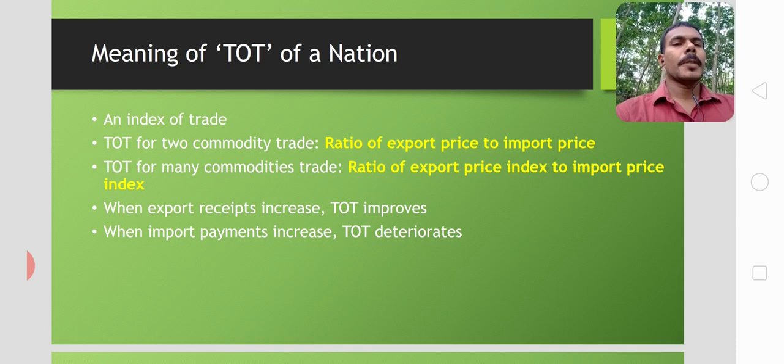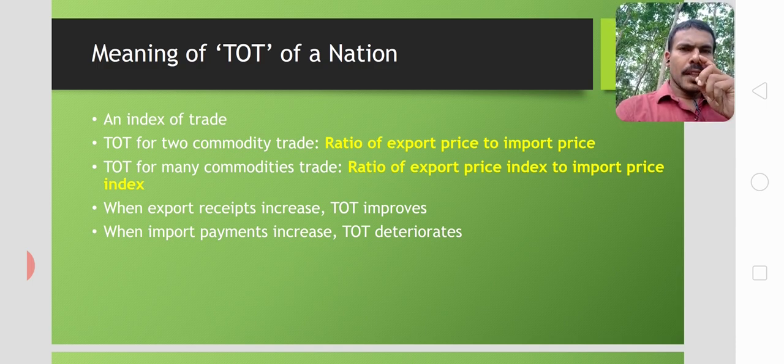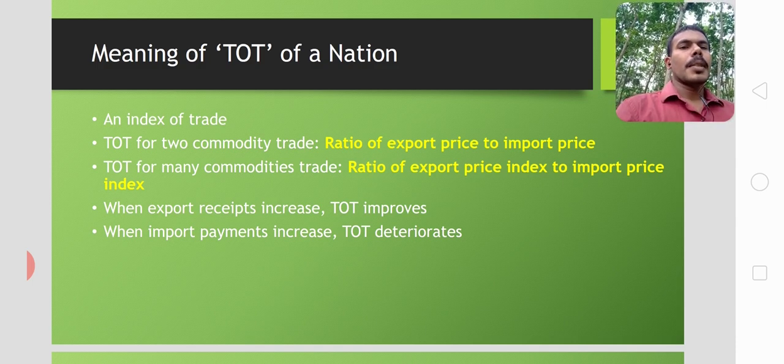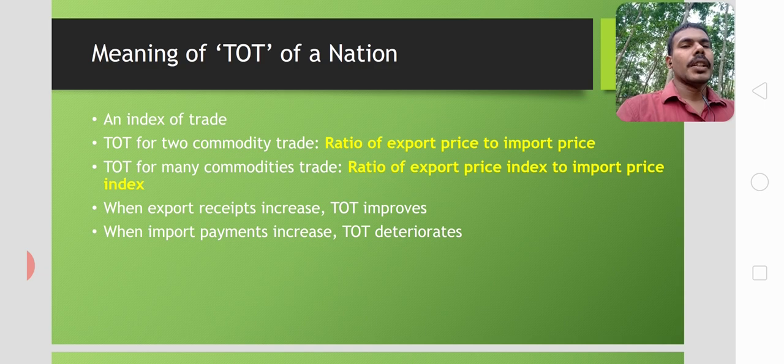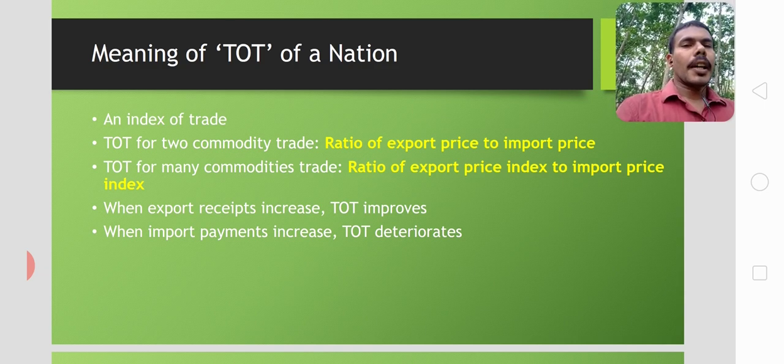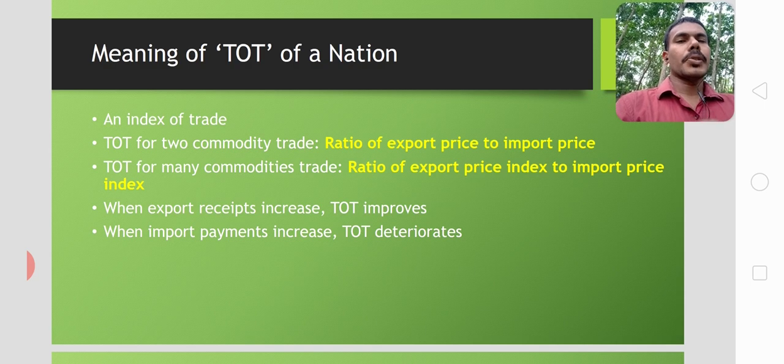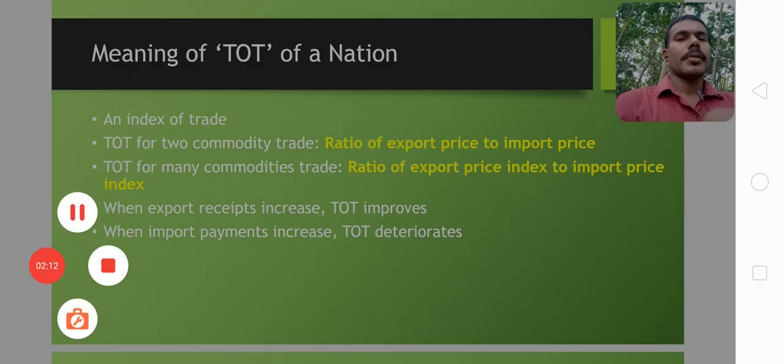So in general, whenever the export receipts are increasing in relation to import payments, terms of trade is supposed to increase. At the same time, when export receipts decline with respect to import bill payment, the terms of trade is supposed to deteriorate.